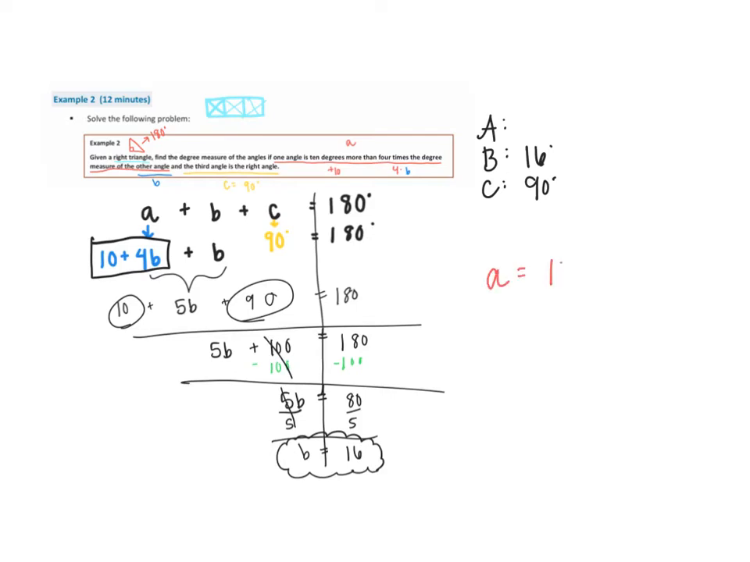A equals 10 plus 4 times b. Now we just solved for b, so I can plug that in now. B is 16, so this is going to be 4 times 16. Okay, we can do that in our calculators. 4 times 16 is 64. And then we're just going to add our 10 to that to find a. 10 plus 64 is 74. So I found that a is 74 and b is 16.